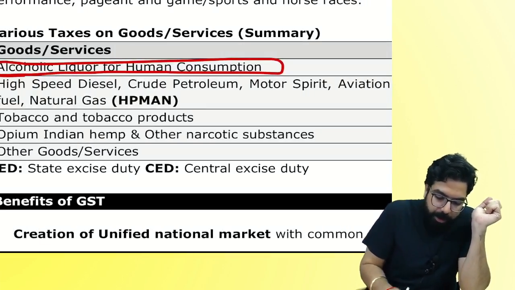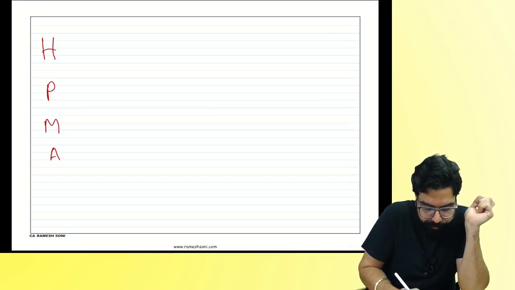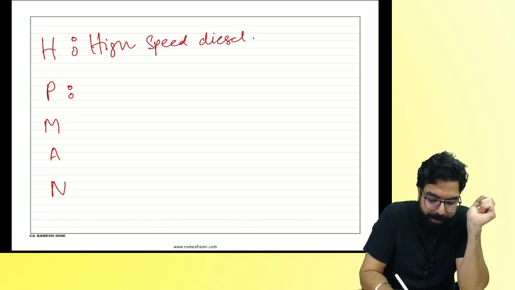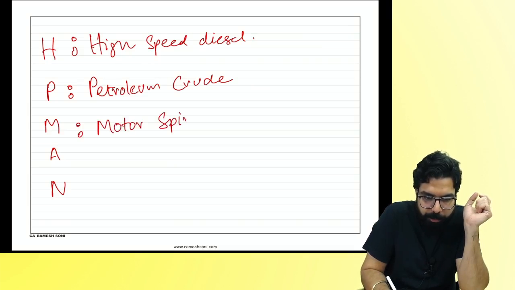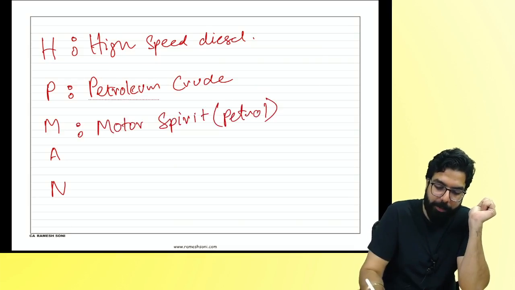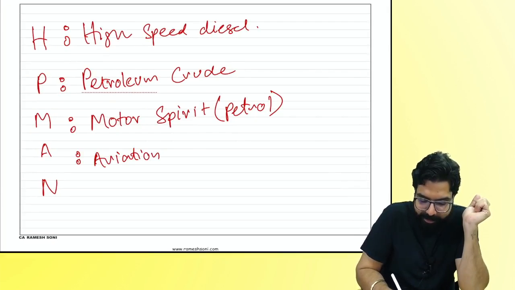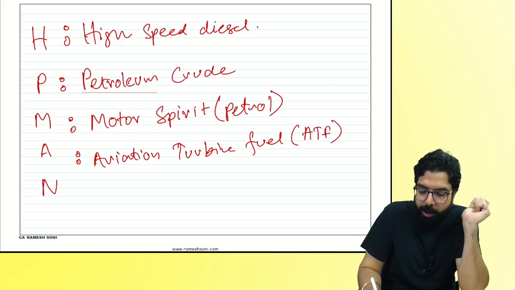Next. Now, there are 5 petroleum products which I want to talk about. I call them HP MAN. H for high speed diesel. Arre Baba, diesel. Okay? P for petroleum crude. M for motor spirit. Sir, what is motor spirit? Arre petrol, Baba, petrol. Petrol is called motor spirit. Okay? Don't go to a petrol pump and say, sir, give me motor spirit. Okay? A for aviation turbine fuel. Arre that ATF, the aeroplane's fuel.